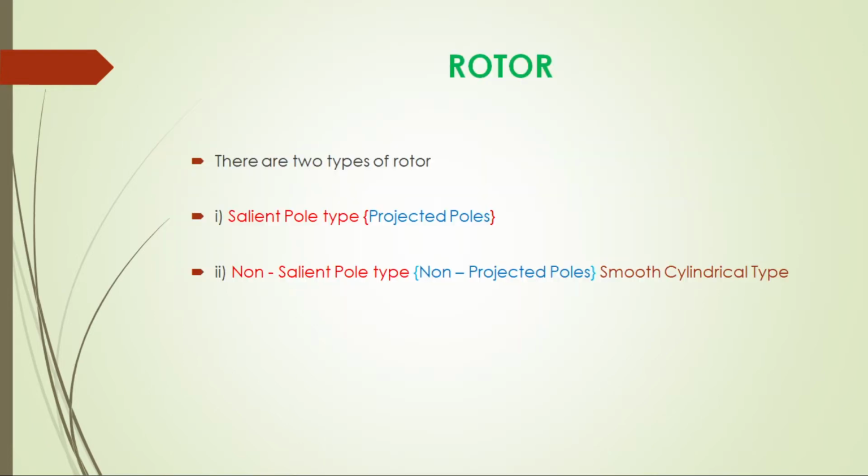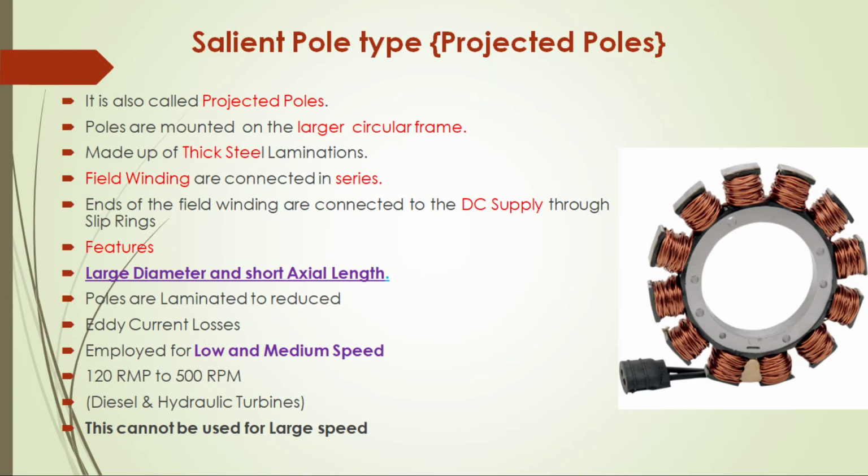Next part is the rotor. There are two types of rotor, salient pole and non-salient pole. Non-salient pole is also called smooth cylindrical type rotor. The salient pole type is also called projected pole, and the poles are mounted on a large circular frame made up of thick steel laminations.